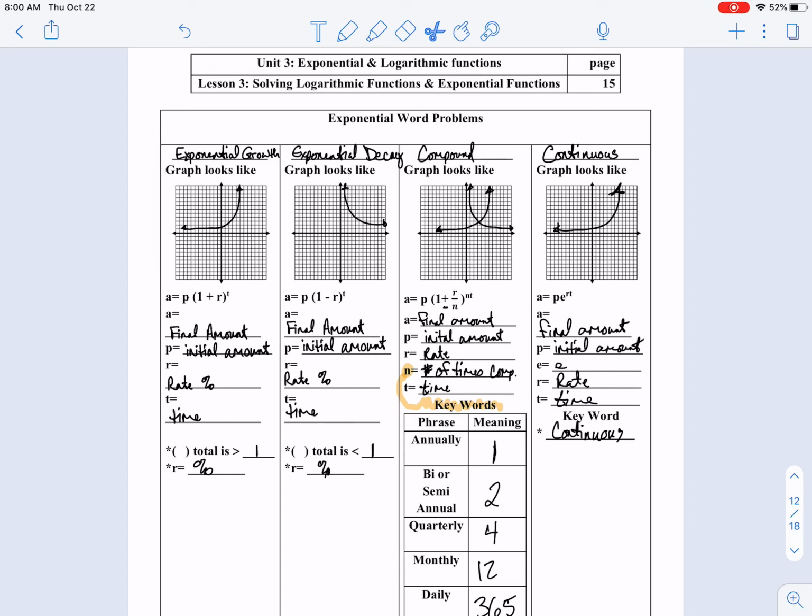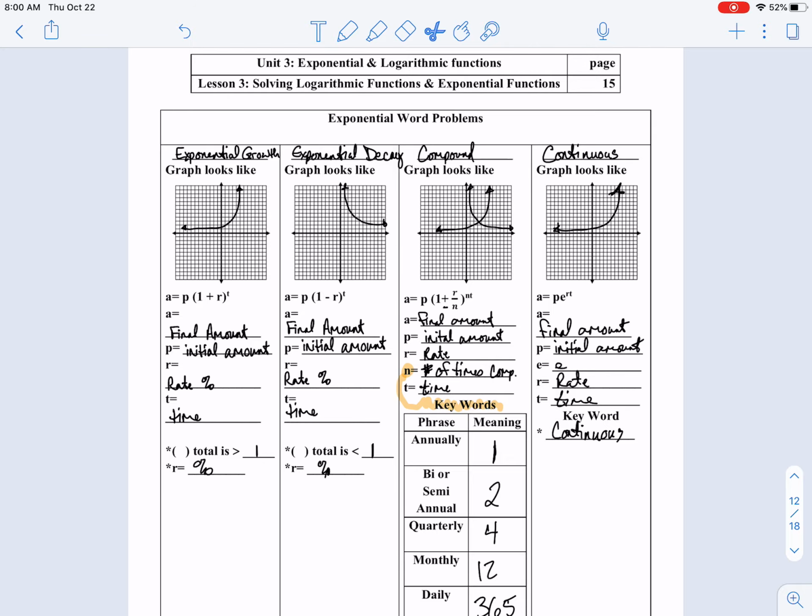We're now going to get into looking at exponential word problems and the type of equations that you'll see in them. I hate to do this to you guys, but there are going to be 4 different types of formulas, just depending on the wording of problems.